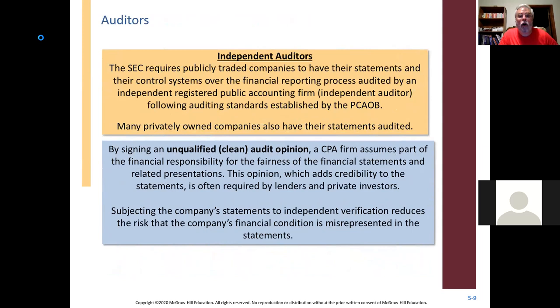The independent auditors, these are people who are employed outside the company, and their prime responsibility is to make sure that the financial statements fairly present the situation that exists inside a company. Now, folks, keep in mind when it comes to the term independent, that has been an ongoing issue for decades. And I say decades because I go back to the fall 1984 semester.